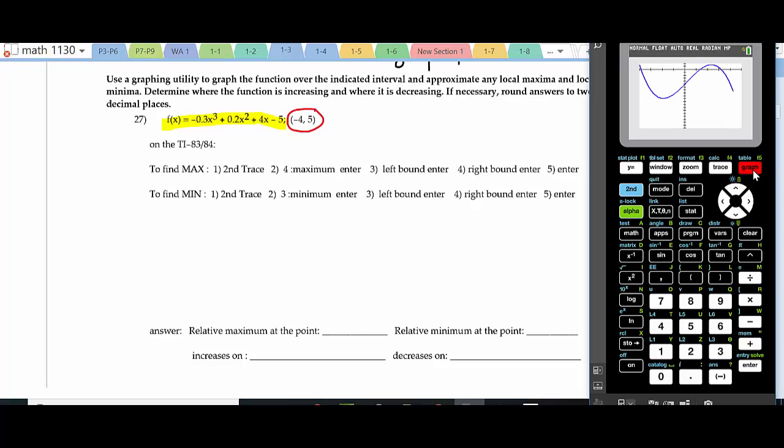Okay, so if you look at this particular problem, how many relative mins does it have? It has 1, right? How many relative maxes does it have? It has 1. The endpoints don't count, okay?